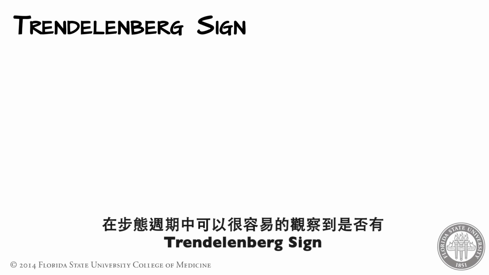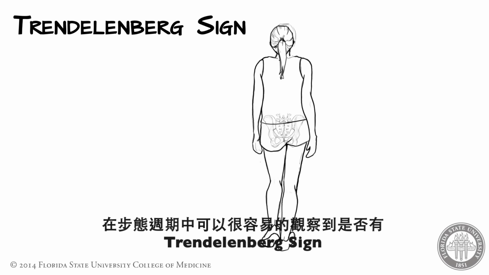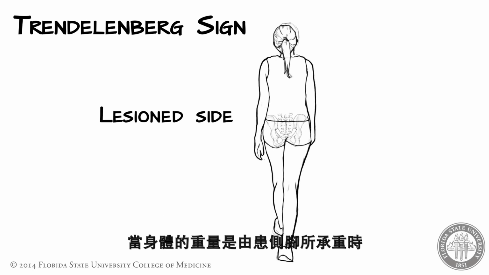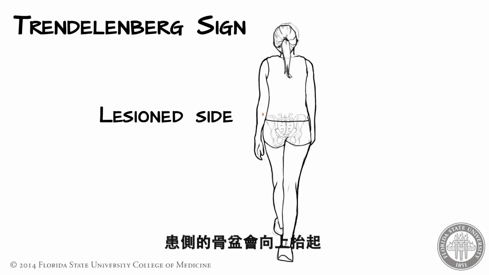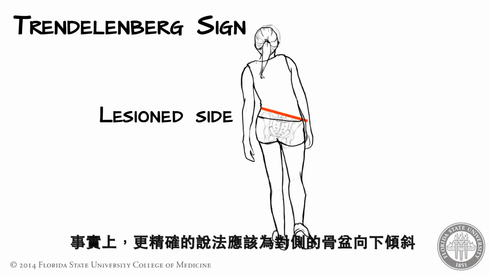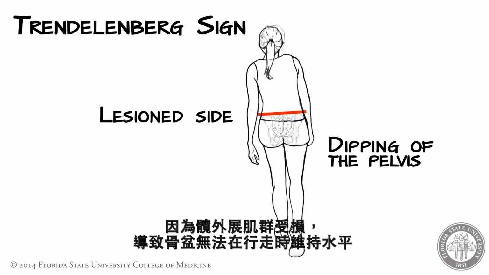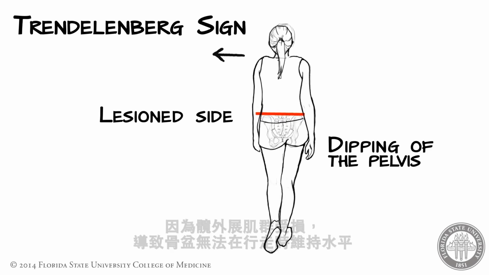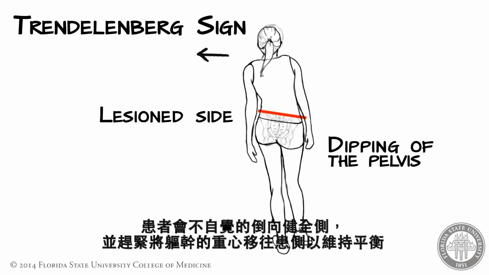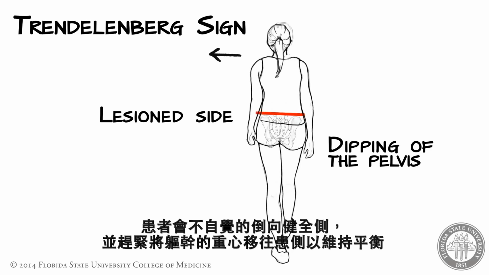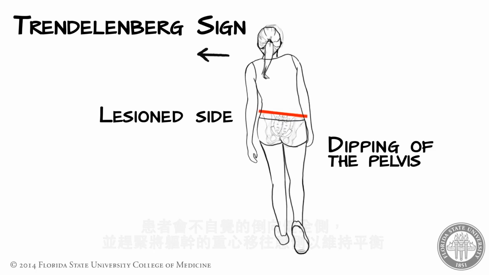The Trendelenburg sign is most apparent during the walking gait cycle. When the weight of the body is supported by the leg on the lesion's side, the pelvis rises ipsilaterally. In fact, this can more accurately be described as a dipping of the pelvis toward the contralateral side. Because the pelvis cannot be maintained in a level plane by the lesioned abductors, the patient falls toward the good side and simultaneously leans the torso toward the lesioned side in an attempt to maintain balance.